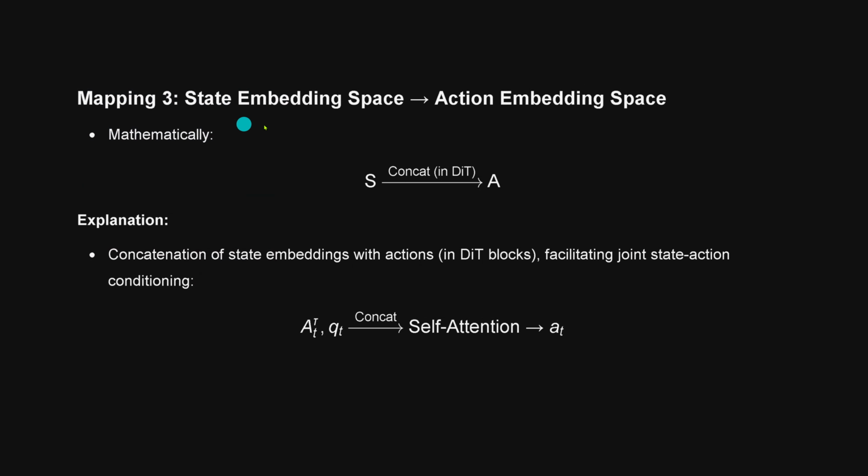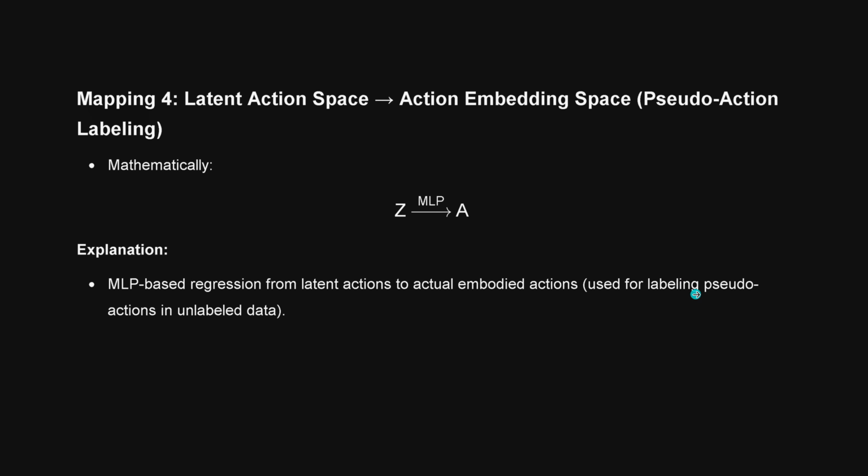Mapping 3: the state embedding space is now mapped to the action embedding space, of course, because this is the current space of the robotic system, and we want the robot to do a specific action, let's say, step forward. Mathematically it's simple: we have a concatenation of state embeddings with an action in the diffusion transformer blocks, facilitating joint state-action conditioning via self-attention.